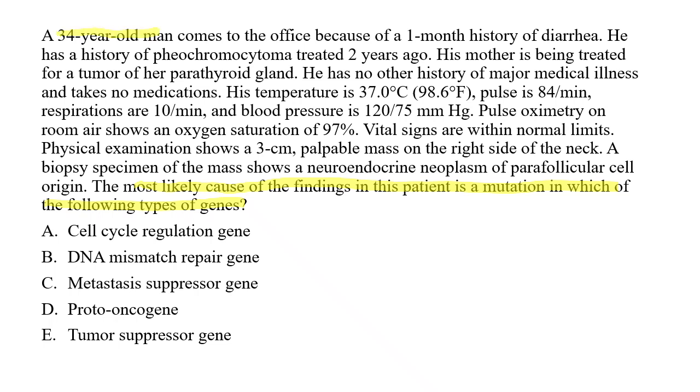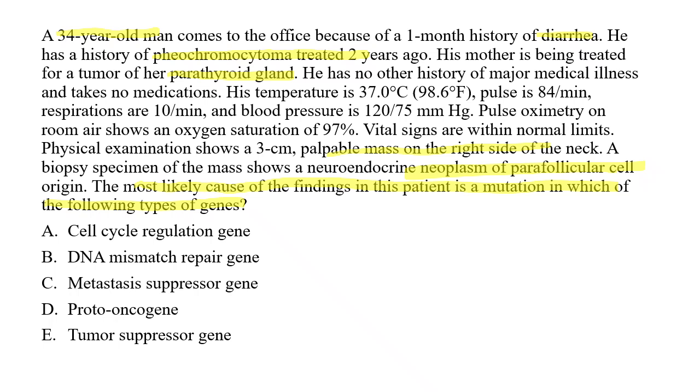We've got a 34-year-old person coming in with diarrhea. They've got a history of pheochromocytoma. Mom has a history of a parathyroid gland thing. And going further down, vitals, nothing's really jumping out to me. We see a palpable mass on the right side of the neck, and we do a biopsy, and that shows it's a neoplasm of parafollicular cell origin. So what kind of mutation are we thinking of here?